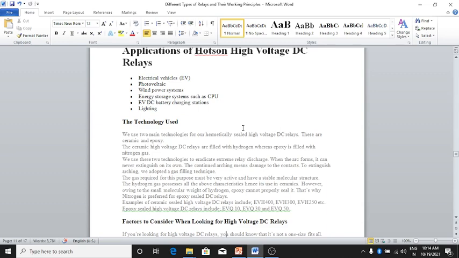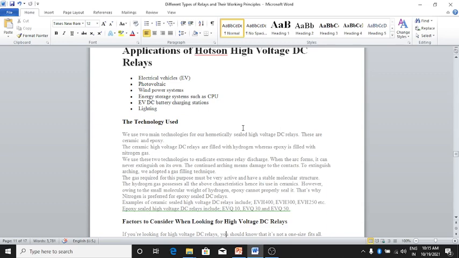To extinguish arcing, we adopted a gas filling technique. The gas required for this purpose must be very active and have a suitable molecular structure. The hydrogen gas passes all the above characteristics, hence it is used in ceramic. However, owing to the small molecular weight of hydrogen, epoxy cannot properly seal it. That's why nitrogen is preferred for epoxy sealed DC relay.